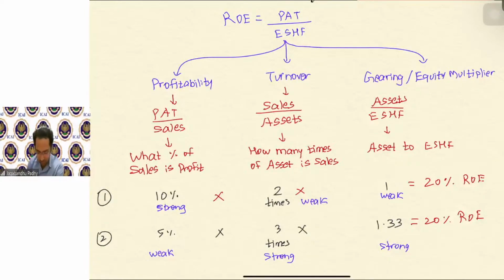Okay, so in the DuPont chart, we have three parameters on which the return on equity depends. DuPont is the distribution of your return on equity into further categorization.